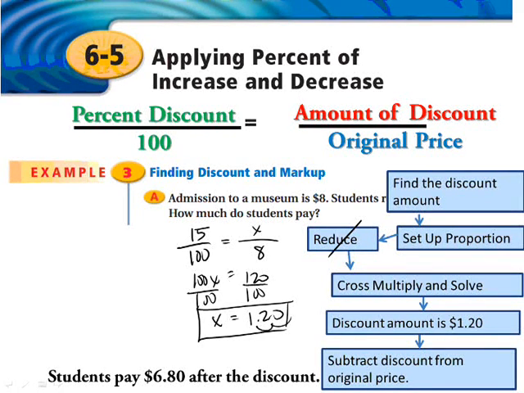If you are at all confused by the way I solved this problem, take a look at your book. They offer you 2 alternative methods for calculating the discount amount and the final price. I prefer this method, but I am happy to assist you in using another method that you find more clear. Let's move on to example 3b.